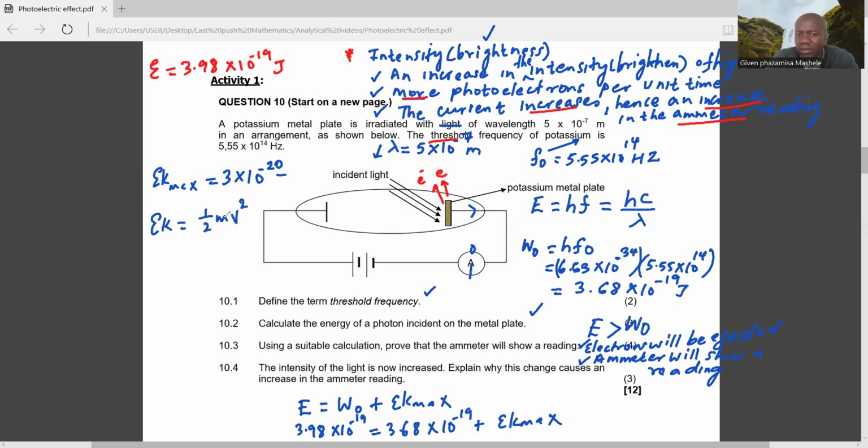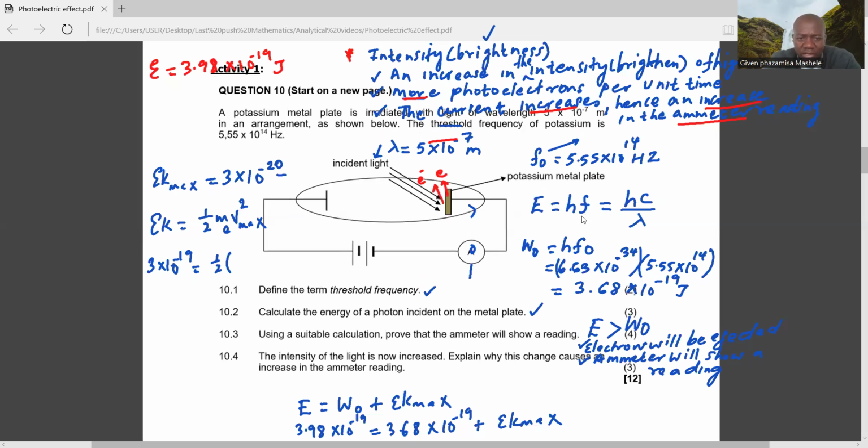But since here we're talking about electrons, it means you're going to talk about the mass of the electron, and this will be the maximum velocity or the maximum speed of an electron. So what is the maximum kinetic energy? We know it is 3 times 10 to the power negative 19, half multiplied by the mass of an electron. The mass of an electron is given in our formula sheet.